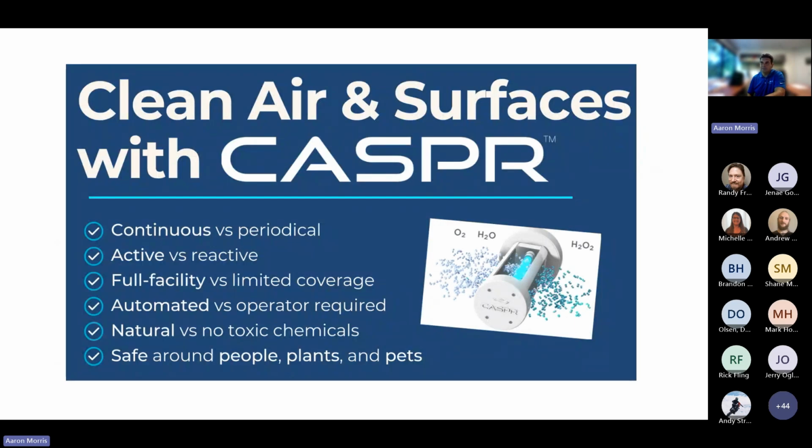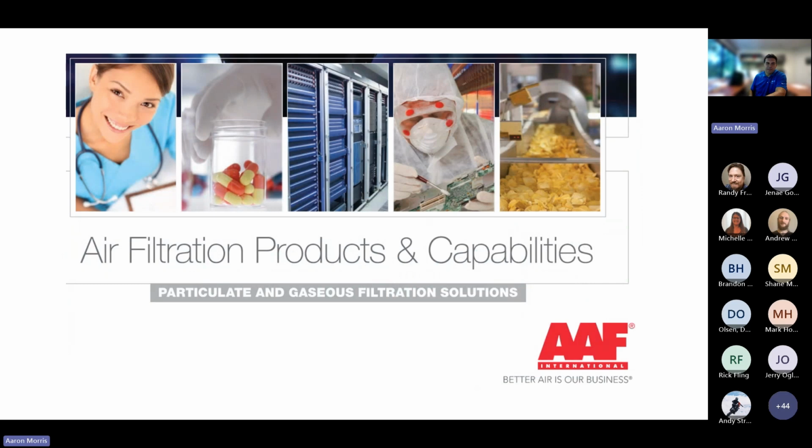I mentioned Casper. Their product is a patented UV light that converts air to hydrogen peroxide, which is then used to disinfect your airstream and surfaces, both in your ductwork and in your space, depending on how you implement it. We also partner with American Air Filtration Products, which has a full range of particulate filtration, HEPA filters, gas phase filtration, and carbon activated filters. So it can be used depending on which contaminants affect your building.